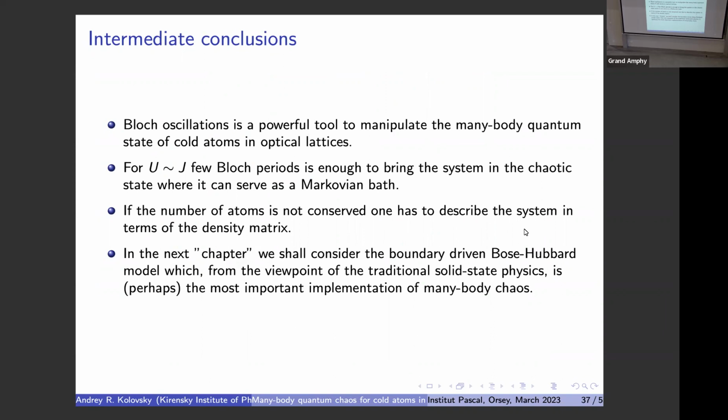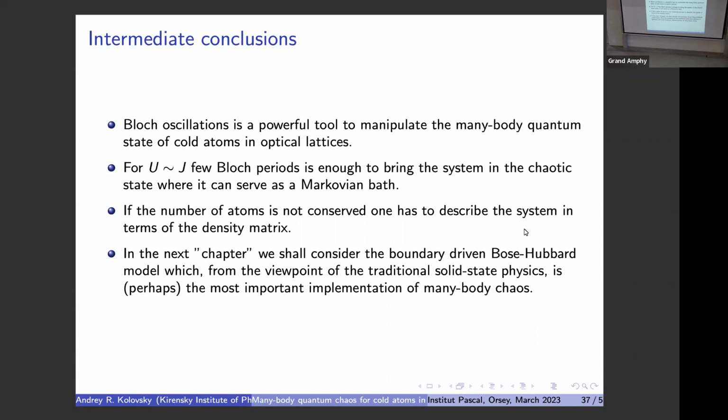Okay, this is what you should keep, or what should be left after my lectures. This intermediate conclusion: the Bloch oscillation is a powerful tool to manipulate the many-body quantum states of cold atoms in optical lattices. Again, for the case when the interaction constant is the same as the hopping constant, a few Bloch periods are enough to bring the system into chaotic states where it can serve as a Markovian bus. If the number of atoms is not constant, one has to describe the system in terms of the density matrix.